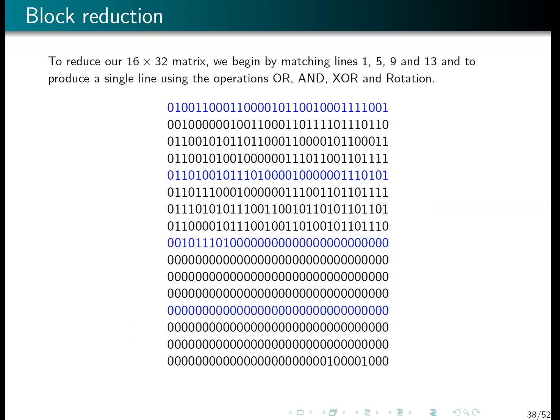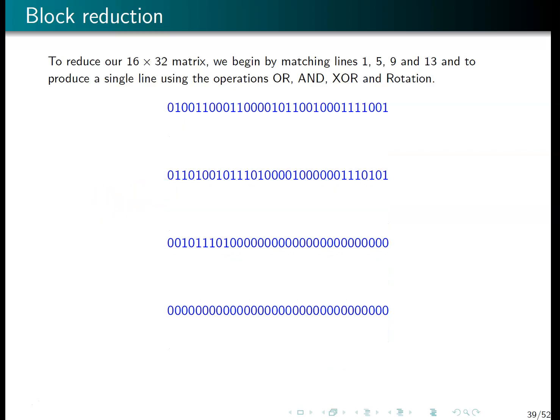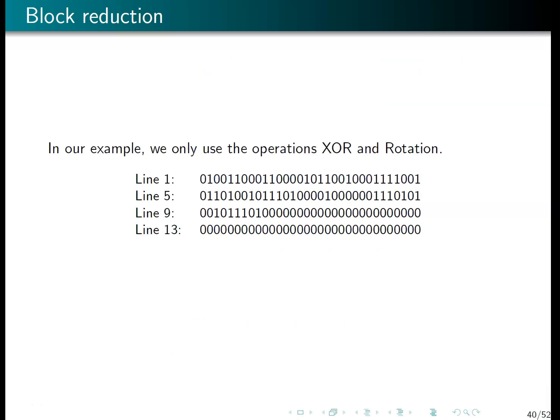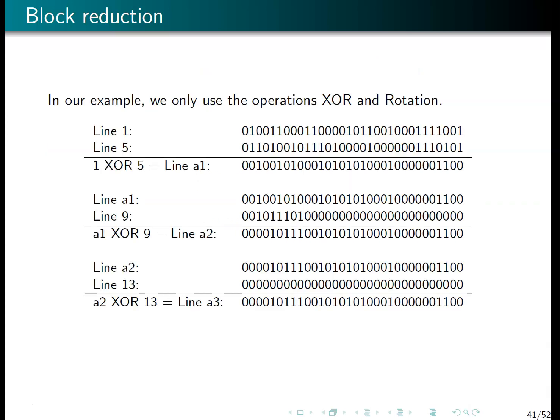To reduce our 16 by 32 matrix, we will begin by matching lines 1, 5, 9 and 13, and the two operations we will be using here are the operation XOR and the operation rotation. So these are the four lines, 1, 5, 9, and 13. Put them together, and first we perform the operation XOR on line 1 and 5. So this produces line A1. A1 returns a 1 if there's either a 1 at this rank on line 1 or line 5.